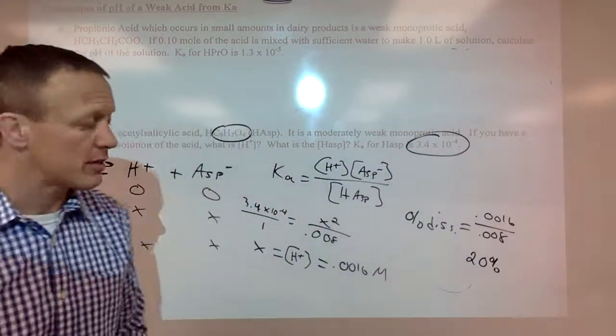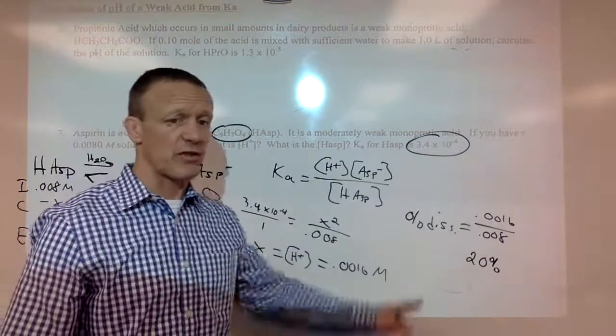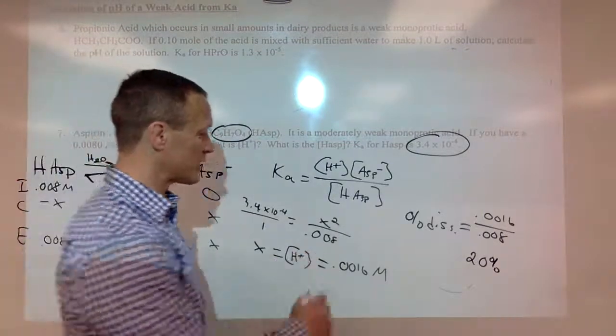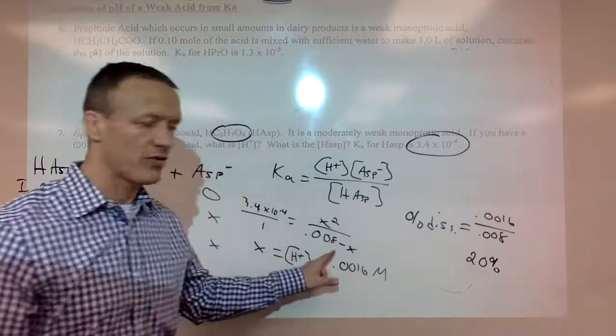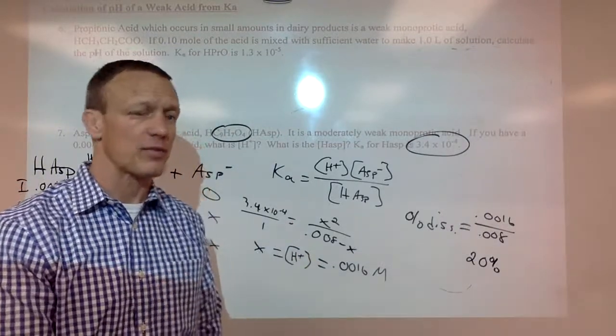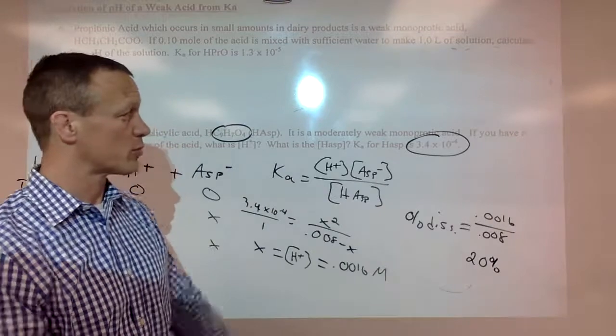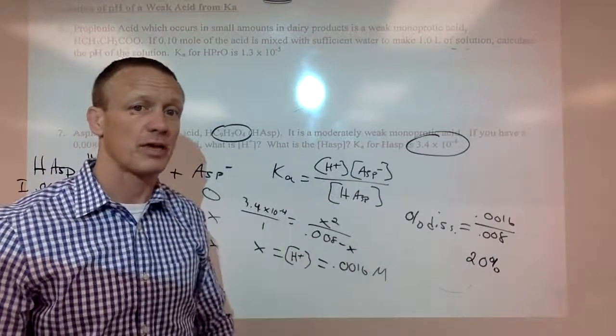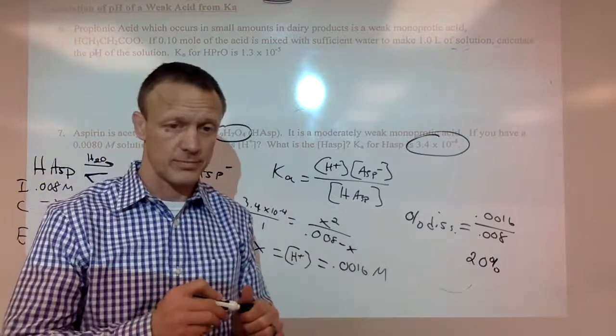I'm only showing you this: if our percent dissociation is greater than 5%, we cannot ignore this X value down here. We have to figure out what it would be. It means we have to use the quadratic. I will not make it quadratic. We've done that in the past. So we'll stick to problems like the one up here, where it's less than 5% dissociation.